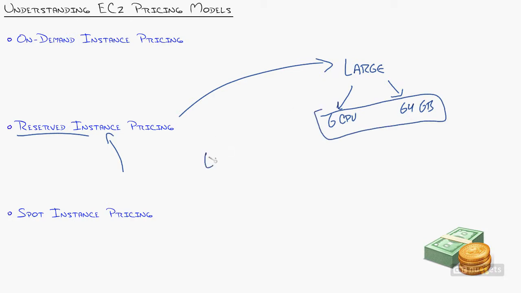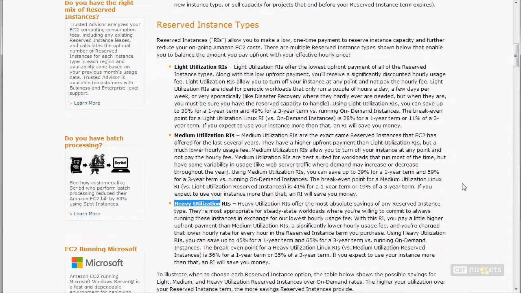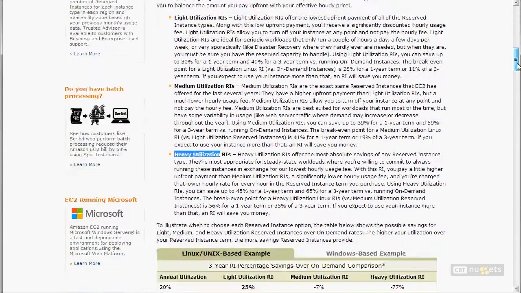If you do a light utilization, you are getting the exact same server as if you do a heavy reserved instance. This is just usage. How often do you plan to use that instance that contains 6 CPUs and 64 gigabytes of memory? So let me give you a piece right from Amazon's website, which will really help drive this point home.